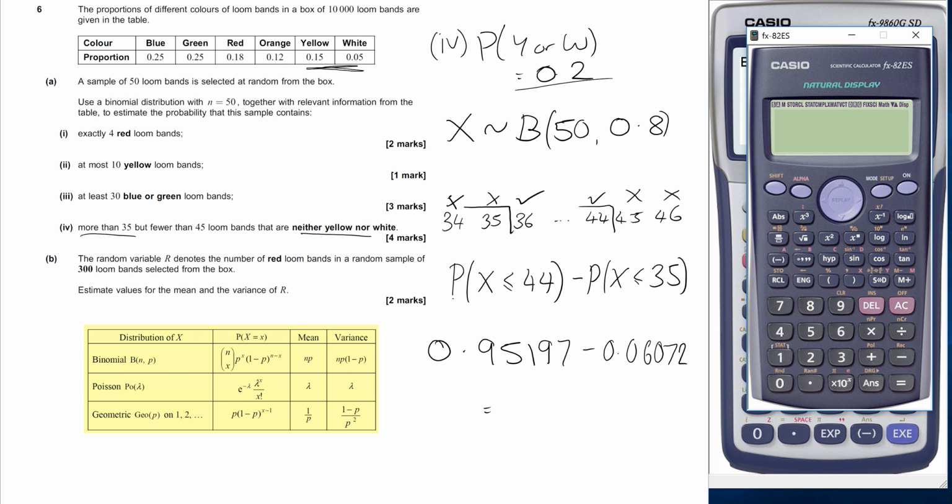And again, just because it's quite quick, I'll use the other calculator and subtract 0.06072. So the probability that more than 35 but fewer than 45 are neither yellow or white is 0.891 to 3 significant figures. Okay, so I've worked out which values I'm interested in and done the probability that x is less than 44, subtract the probability that x is less than 35.